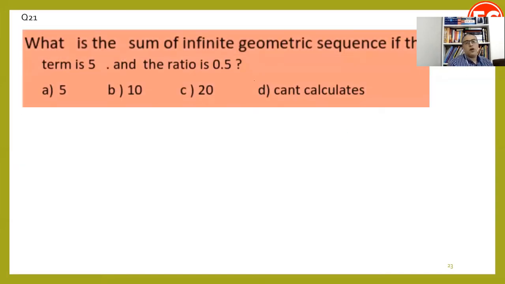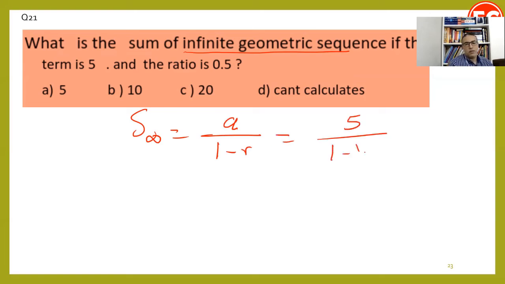Question 21. What is the sum of an infinite geometric sequence if the first term is 5 and the common ratio is a half? The sum of an infinite geometric sequence is S infinity, and S infinity is equal to A over 1 minus R. A is the first term, over 1 minus a half. So it's 5 divided by a half, which is 5 times 2, which is equal to 10.